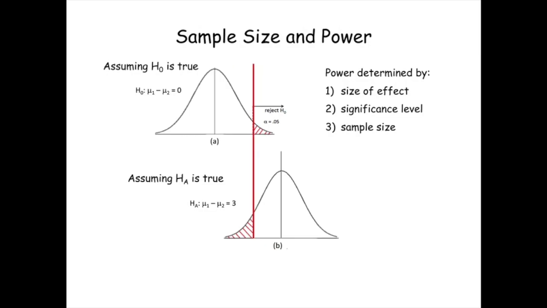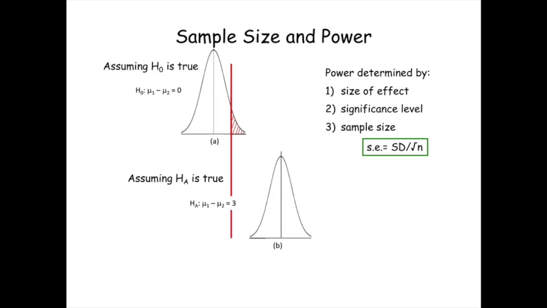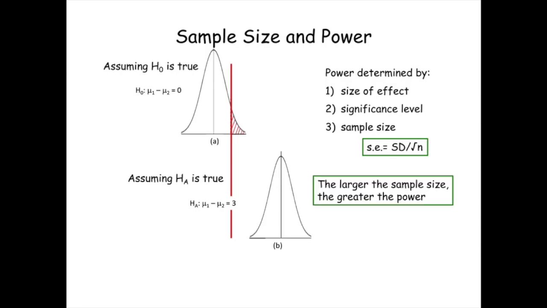Sample size is the third factor that influences the power of a test. As sample size increases, the standard error decreases. So without changing anything else, the two distributions are further apart with a larger sample size because there is less variability in the distributions. Larger samples mean more power.